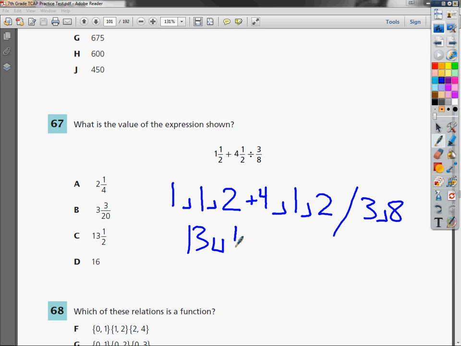U 1/2. The U shows you that it's a unit, so it's 13 whole numbers. So 13 and 1/2. So your answer choice should be C. That's if you have a calculator.